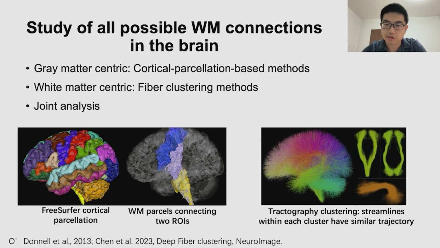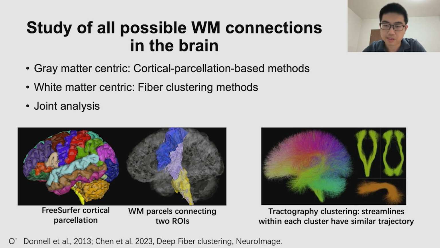And the second category of methods parcellates or subdivides the entire white matter into many parcels. So one widely used method is the cortical parcellation-based method, as shown in the left figure here. It works from a gray matter-centric perspective by parcellating the tractography according to a cortical gray matter parcellation, and it extracts streamlines that connect between pairs of ROIs. So on the left, you can see an example cortical parcellation derived from the FreeSurfer software and the fiber bundles connecting the precentral gyrus and the brainstem.